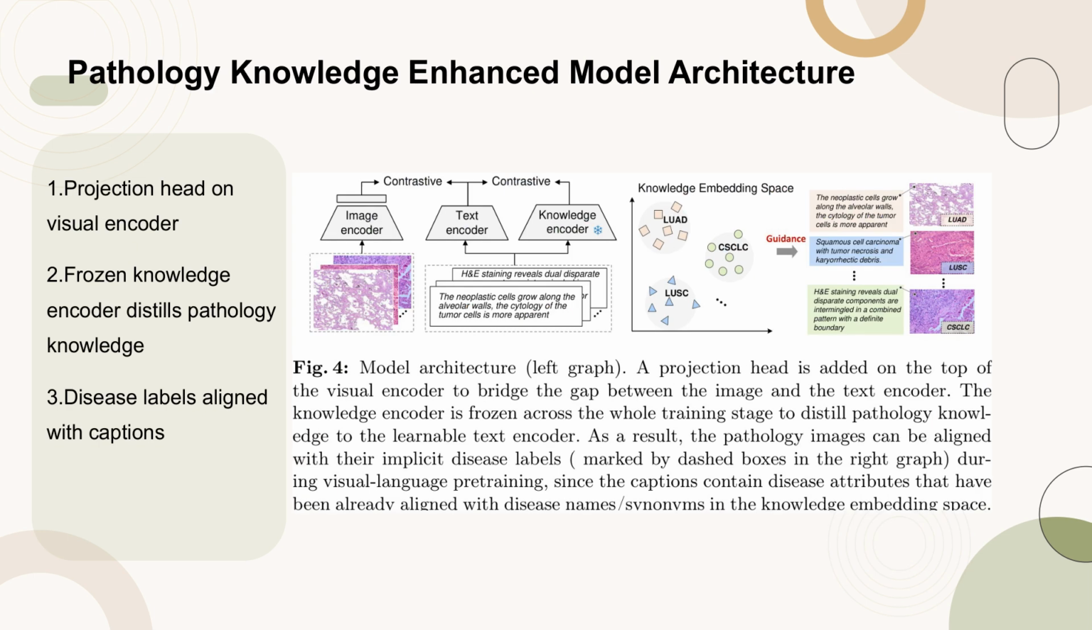Figure 4 illustrates the model architecture for pathology knowledge-enhanced pretraining. On the left, a projection head is added on top of the visual encoder to bridge the gap between the image and text encoder. The knowledge encoder remains frozen throughout the training stage, continuously distilling pathology knowledge to the learnable text encoder. This setup ensures that pathology images are aligned with their implicit disease labels, as indicated by dashed boxes in the right graph. This alignment is possible because the captions contain disease attributes that are already aligned with disease names or synonyms in the knowledge embedding space.